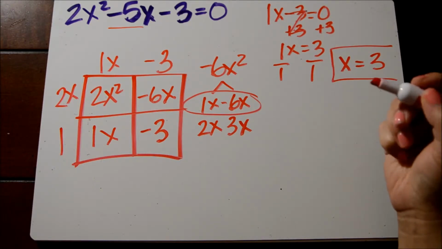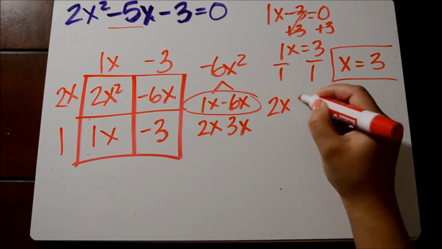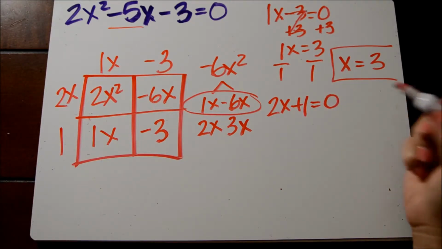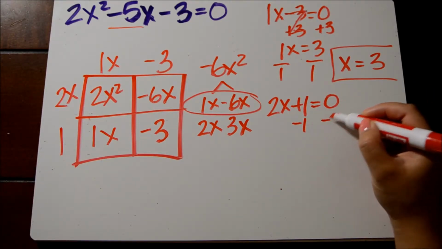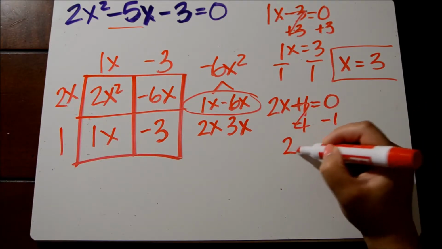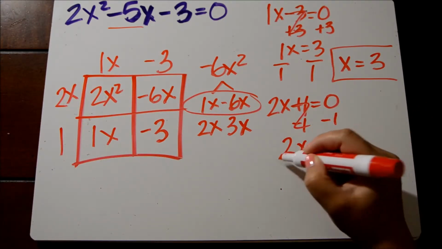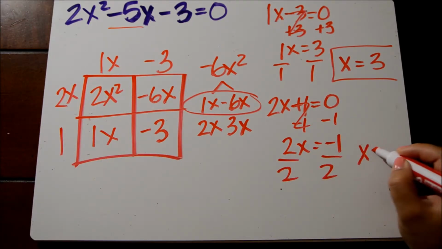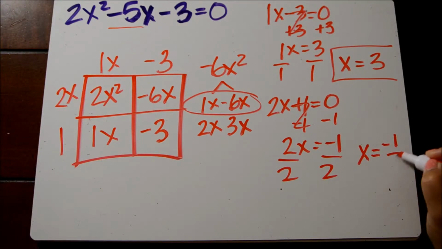Let's go ahead and set our second factor equal to 0, 2x plus 1 equals 0. And again, using inverse operations to undo the addition, we're going to subtract 1 from both sides. We have 2x equals negative 1, and then to undo the multiplication, we'll divide by 2. So we get x equals negative 1/2.